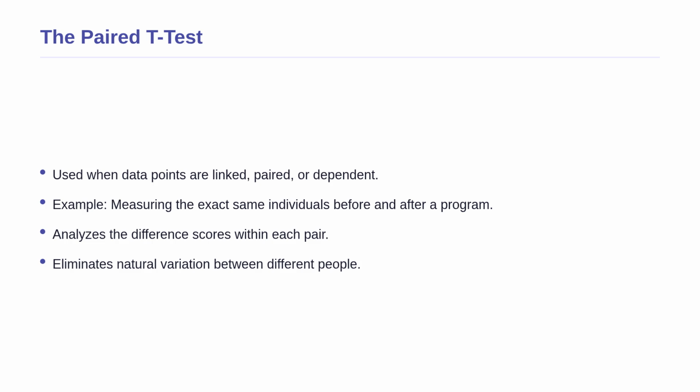Instead of comparing overall group averages, it looks at the differences within each specific pair. By focusing only on how each individual changed, the paired t-test brilliantly eliminates the natural variation between different people.